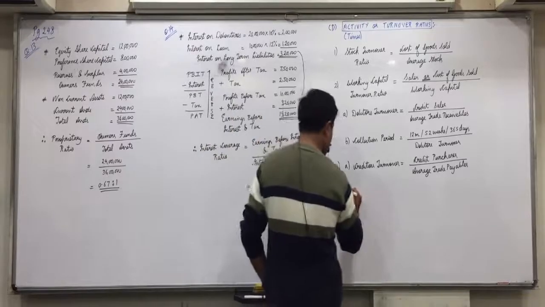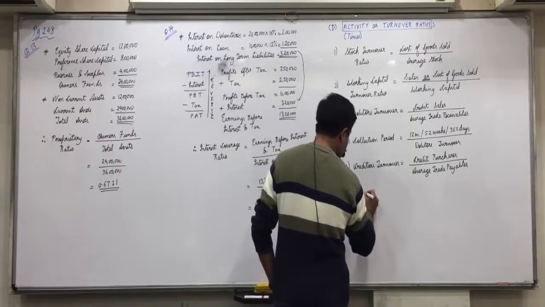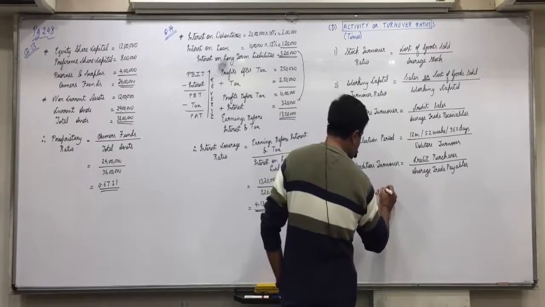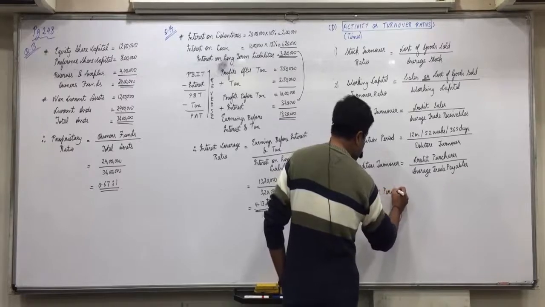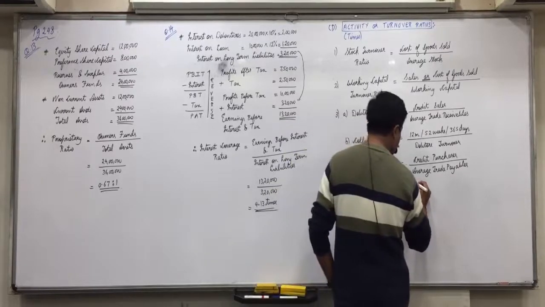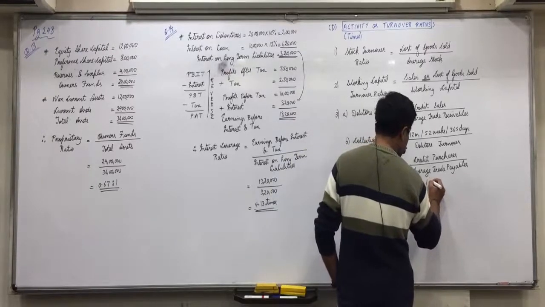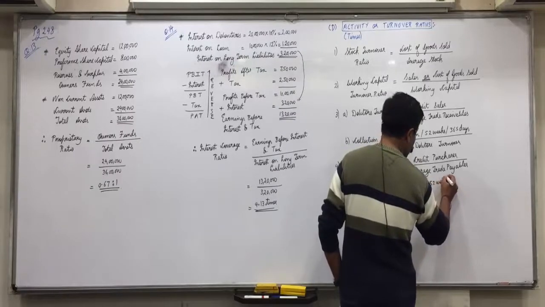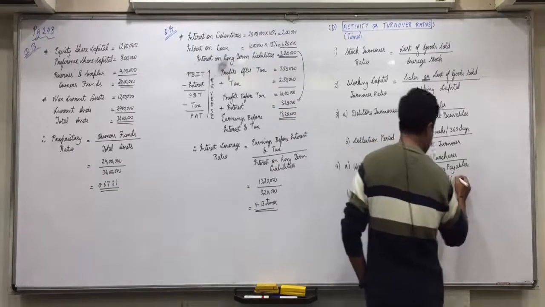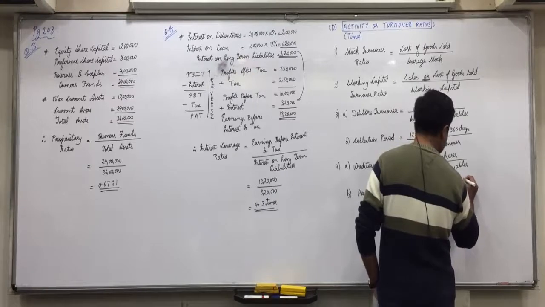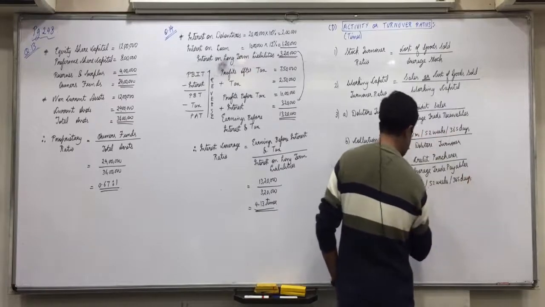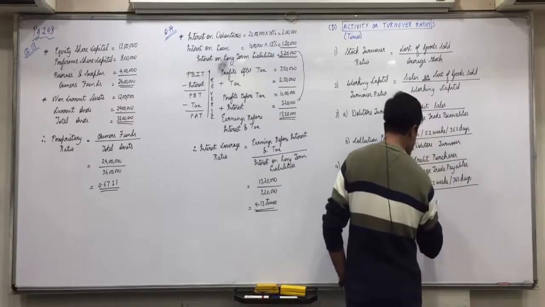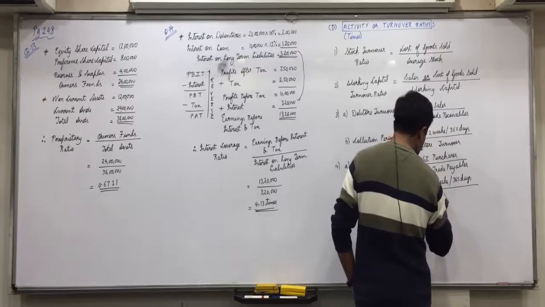And same way 4B, payment period. How will you find the payment period like the collection period? If you want it in months, 12 months. If you want it in weeks, 52 weeks. If you want it in days, 365 days. Divided by creditors turnover.